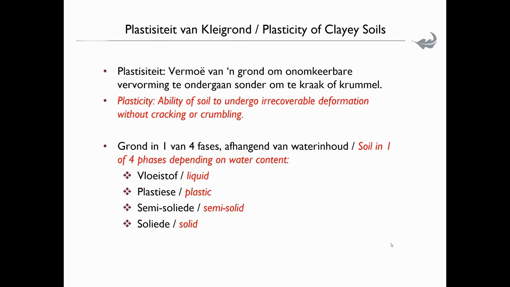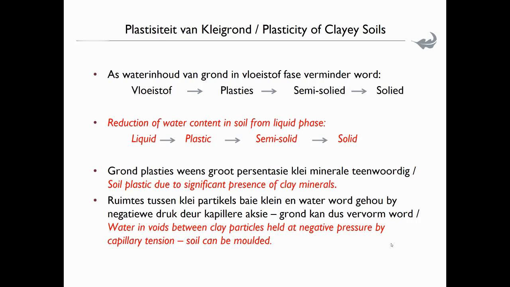Plasticity is the ability of soil to undergo irrecoverable deformation without cracking or crumbling. And the soil can be in one of four phases depending on the water content. It can either be a liquid or plastic, semi-solid or solid. So if you reduce the water content in the soil from the liquid phase, the soil goes from a liquid to a plastic, semi-solid and solid.